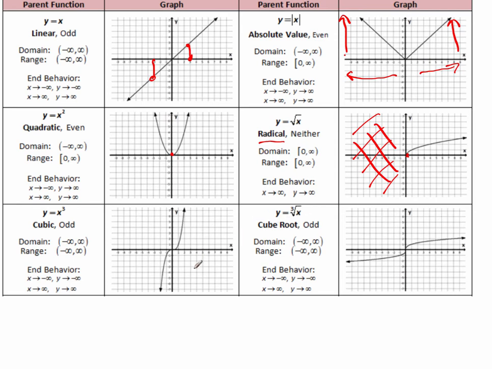The cubic function is odd. It has a domain of negative infinity to positive infinity and a range of negative infinity to positive infinity. As x becomes infinite in the positive direction, this shoots off to positive infinity pretty quickly, and the same is true in the negative direction. It shoots off to negative infinity pretty quickly. It has this interesting little point right there. We're going to call it an inflection point. And we'll map that inflection point.